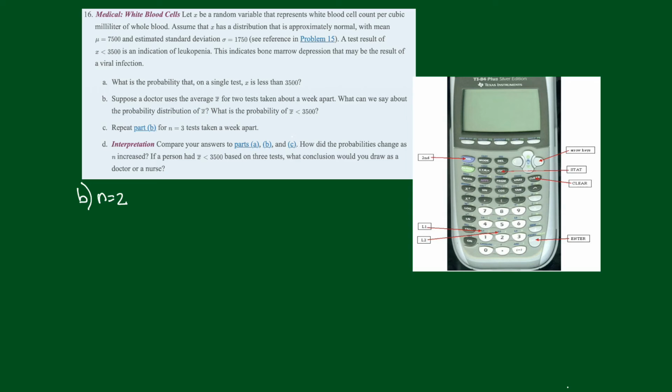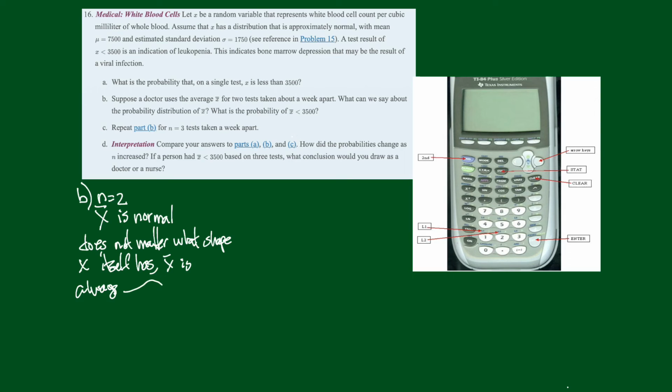Okay, now here's what we know. This is what the central limit theorem is all about, that x bar is normal. Now, it doesn't matter what x is. Just as an aside, it does not matter what shape x itself has. X bar is always normal, okay? All right, so I know I can use a normal distribution. Now in part A, I used the normal distribution, but only because we were told up here, assume x is a distribution that's normal. If we weren't told that, we could not use the method we did. But now we're computing about the mean, and the means by the central limit theorem are normal.